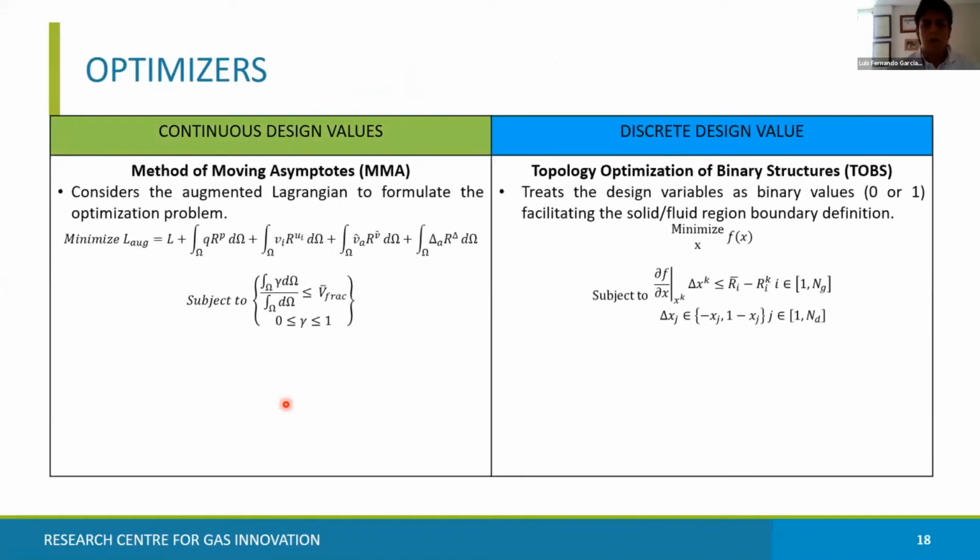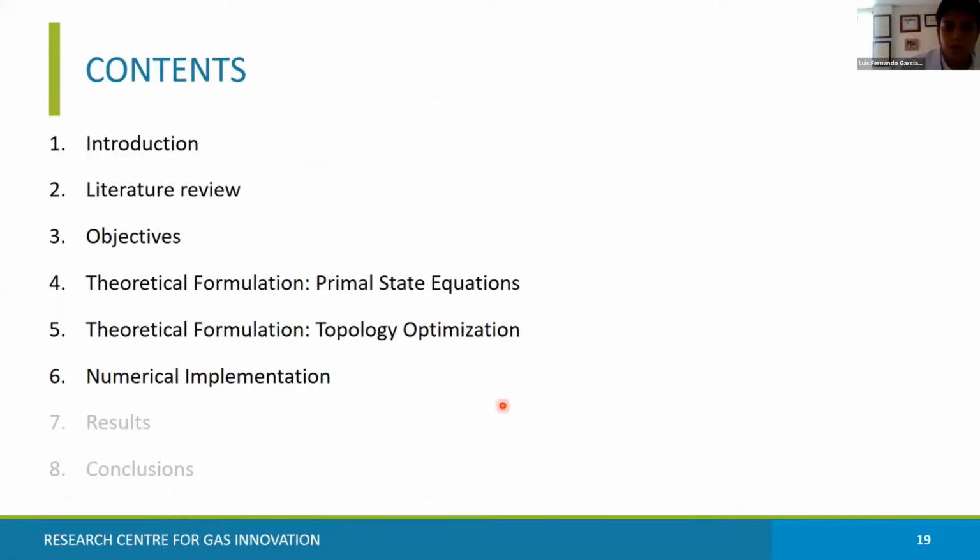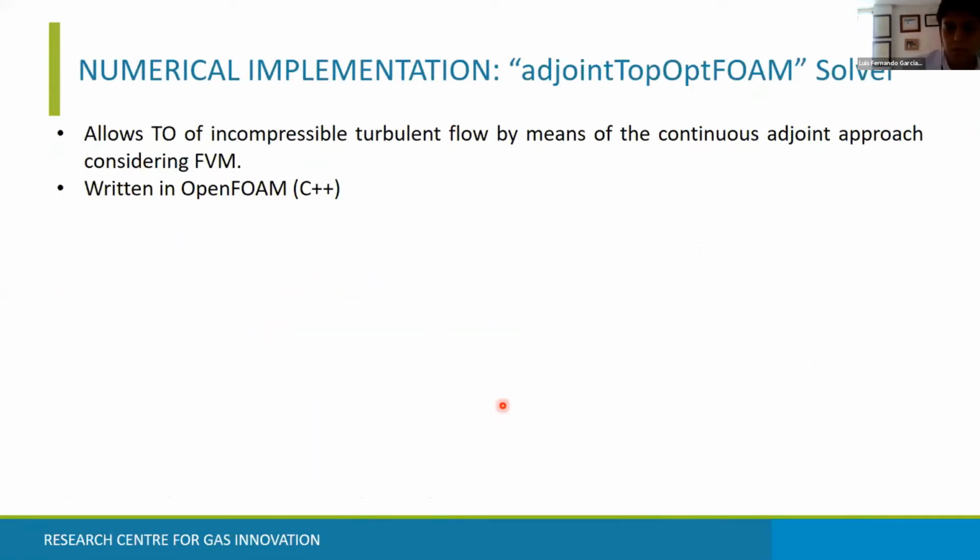Also, the optimizers that we have used are powerful optimizers, CDB optimizers and DDB optimizers, widely used in structural optimization. And we have proved in our laboratory that by considering these kinds of DDB optimizers, which work with binary values of 0 or 1, we are able to accurately define the solid and fluid boundary definition, which in some cases is difficult with the CDB optimizers. And this work was performed in laminar flow, so the current research takes us beyond to turbulent flow.